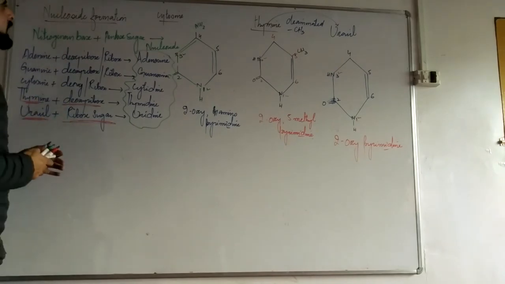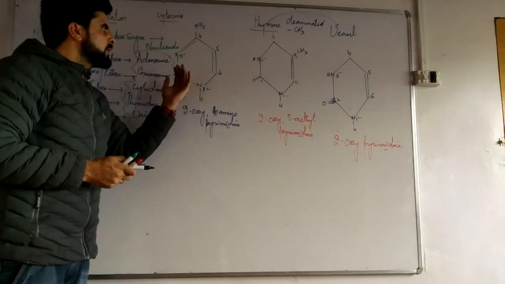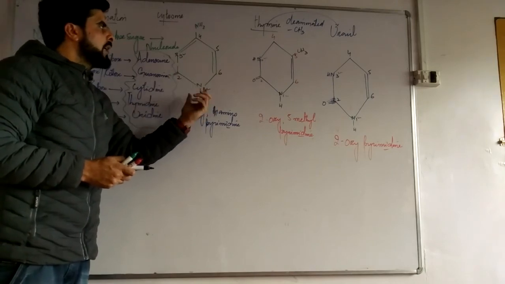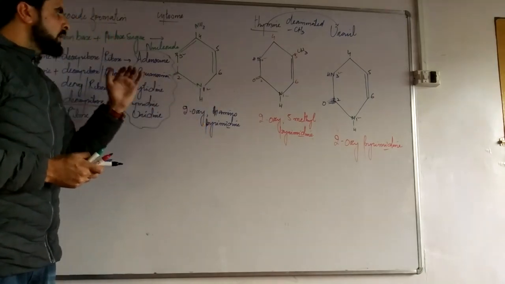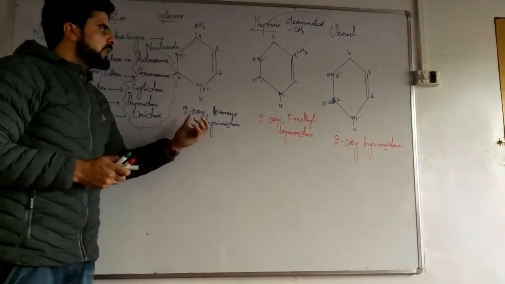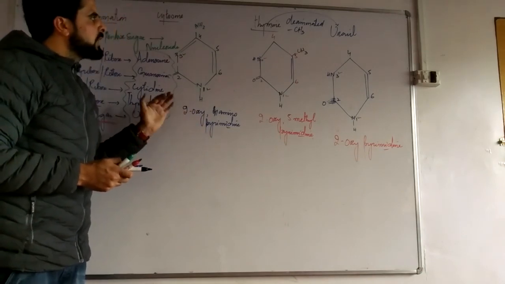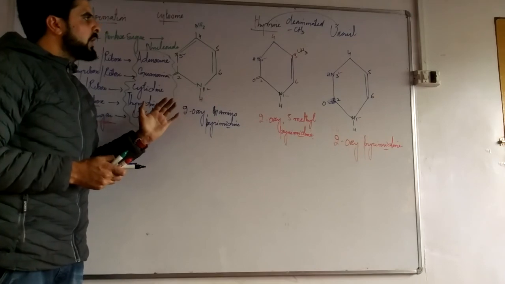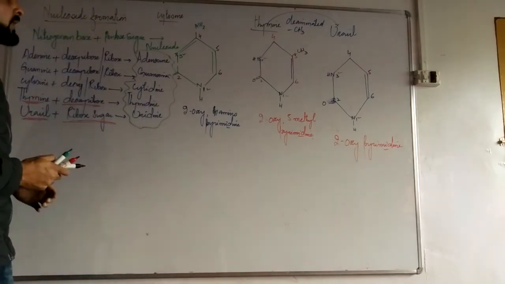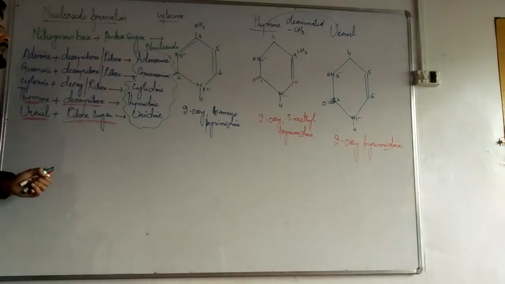Now tomorrow we will take nucleoside formation in structural conformation. We will see first how the purines combine with the ribose as well as deoxyribose sugar. Similarly, we will take one example of a pyrimidine, how a pyrimidine combines with deoxyribose or ribose sugar, and we will make the structures. We will see how the glycosidic bond is formed between the nitrogenous bases and the deoxyribose sugar or the ribose sugar.